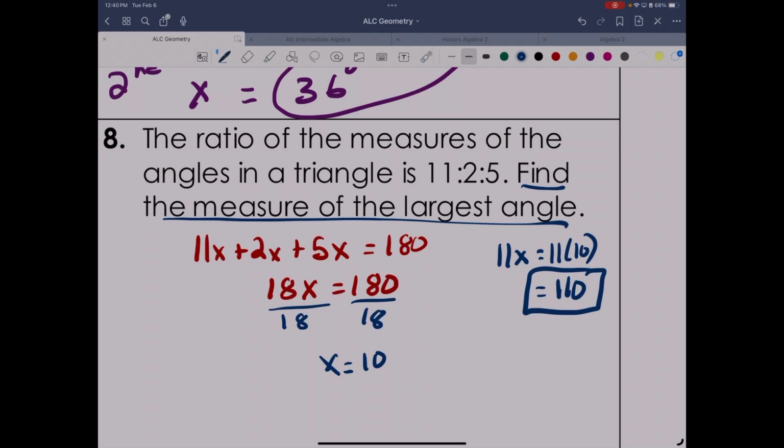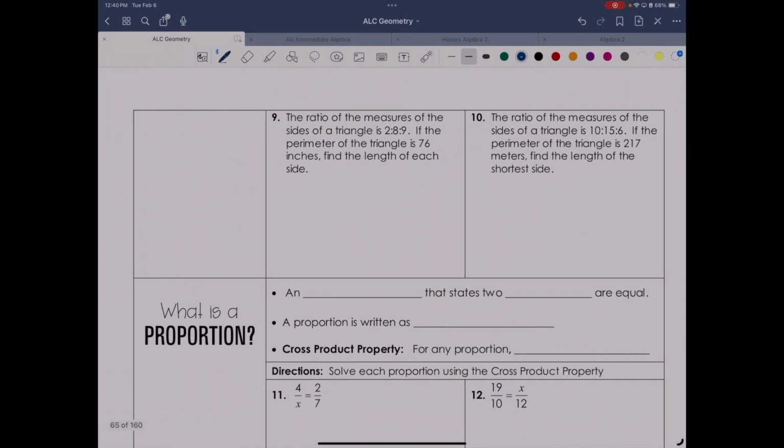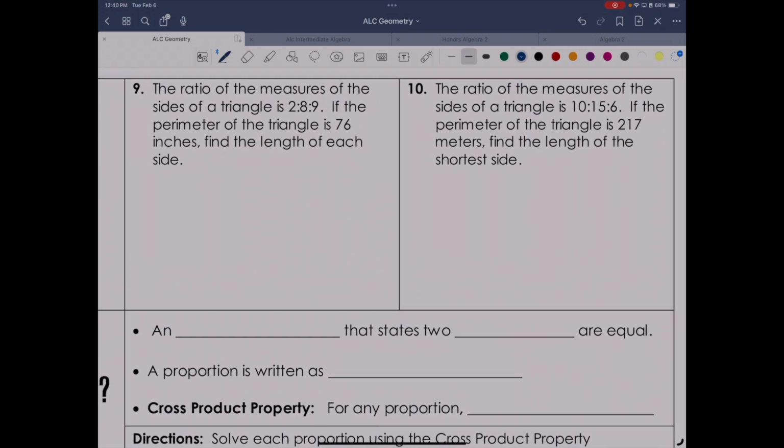All right, let's turn the page. We're just going to do these two more questions today. We'll talk proportions tomorrow. The ratio of the measures of the sides of a triangle are 2, 8, and 9. If the perimeter of the triangle is 76 inches, find the length of each.